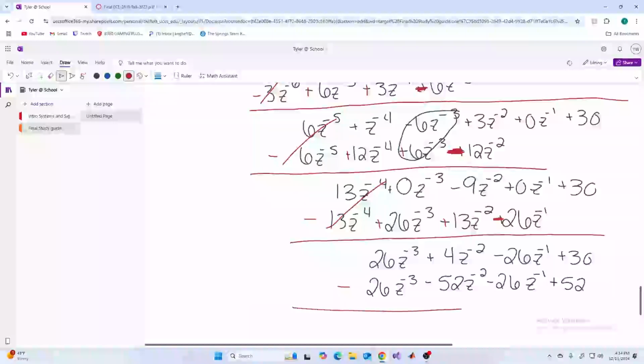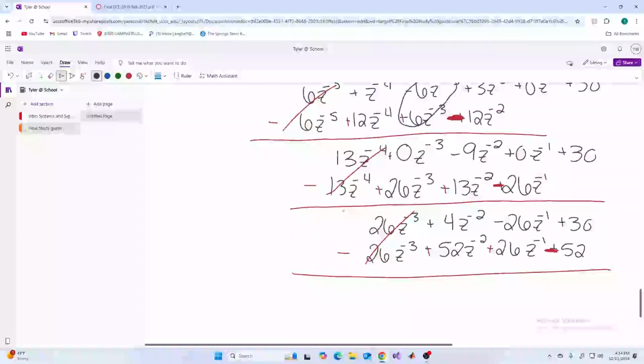Remember, now I'm subtracting. So this goes away. This turns into a positive. This turns into a positive. That turns into a negative. So I'm going to get 56z to the negative 2. That goes away, and I'm not going to need it anymore, so I'm not going to write this one down. Minus, and that should be 22.